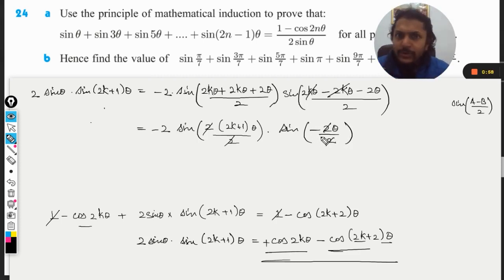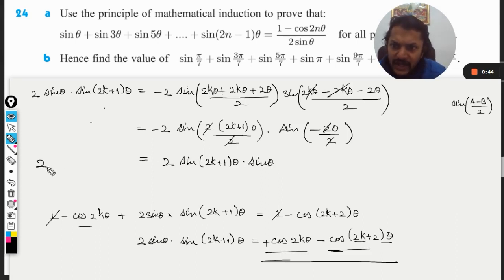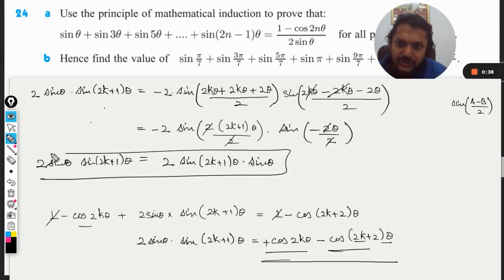As it is the property of sine, this negative sign will come out. So this negative and this negative get cancelled out. So we are left with twice of sin of (2k plus 1)θ into sin of θ. And you can see the right hand side is absolutely equal to the left hand side now. So hence we have proved. This complete equation is proved with the help of mathematical induction.